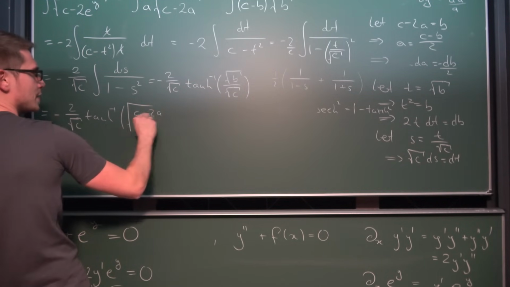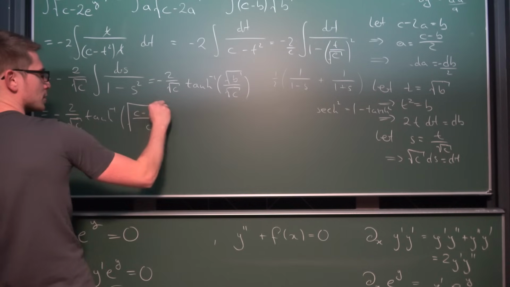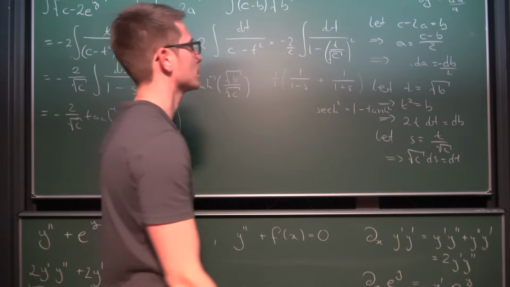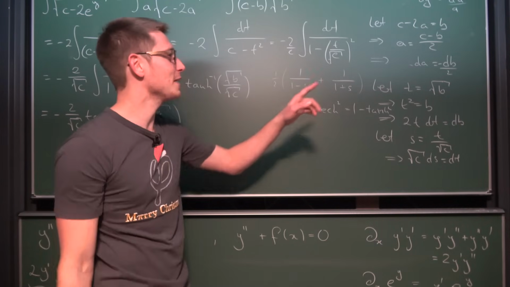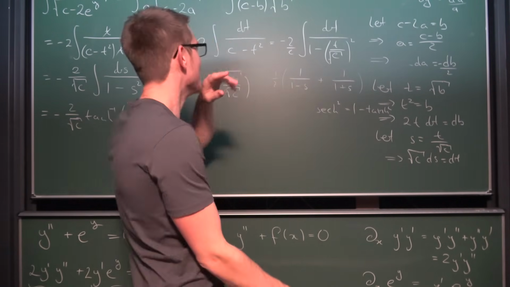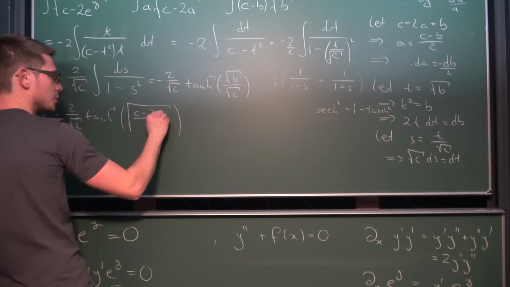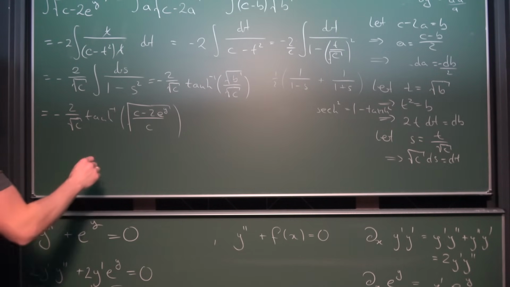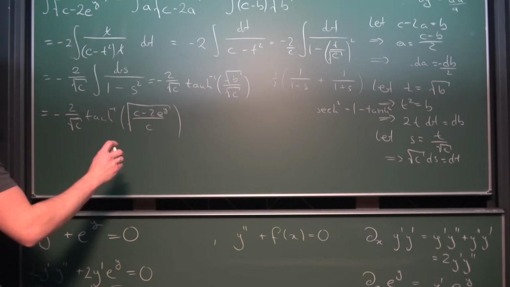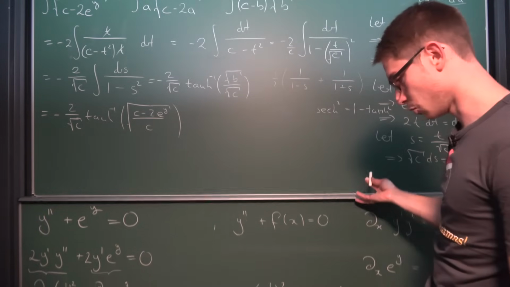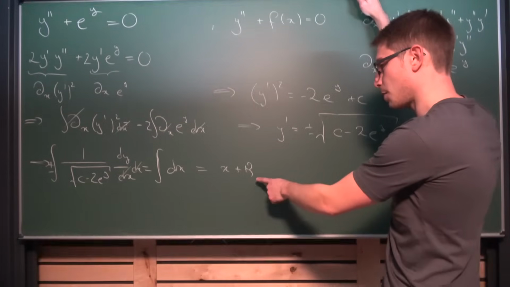c minus 2a divided by c. And a is... if I would have used c, that would have been a real mess with the c's up here. And a is e to the y, our original boy up here. c minus 2 e to the y. And now we are back. Plus some arbitrary constant, which we can absorb in our kappa.